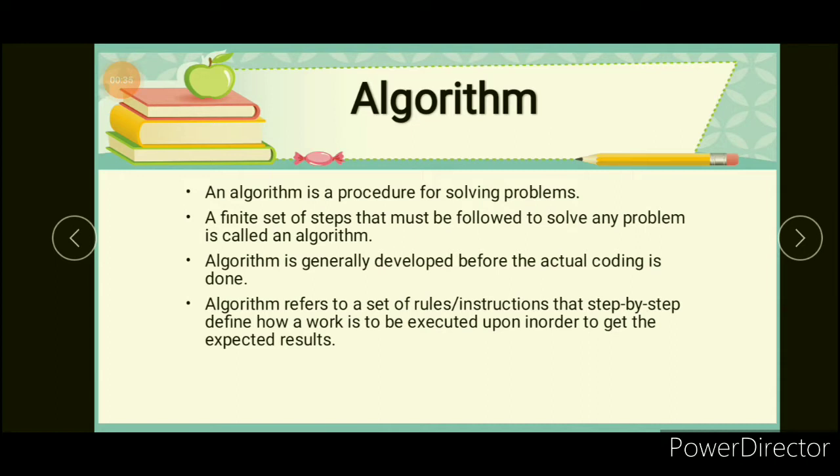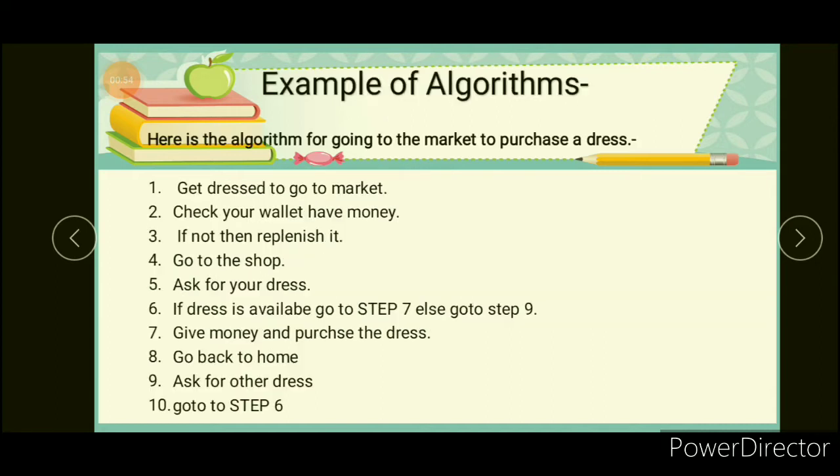Take an example. You want to perform cooking, you want to cook any dish. Okay, so if you were about to write the steps of cooking that food, then how will you write that? You will simply write all the steps which are needed to cook that food. Okay, take a practical example. Let's say for example, I want to purchase a dress from a market. Okay, so what all steps will you do?